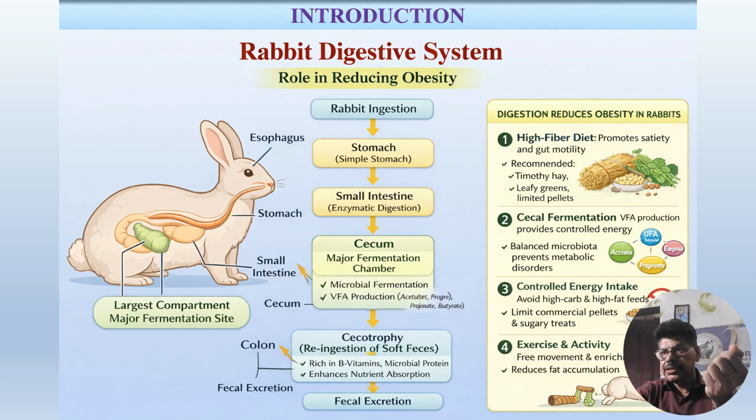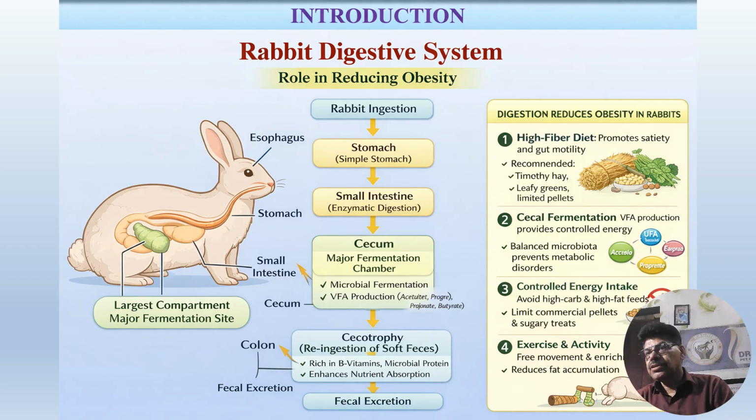That's acetate, propionate and butyrate, whereas cecotrophy, which is the re-ingestion of the soft pellets, which are rich in vitamin B12 or B vitamins and microbial protein, enhances nutrient absorption. Then the fecal excretion takes place.